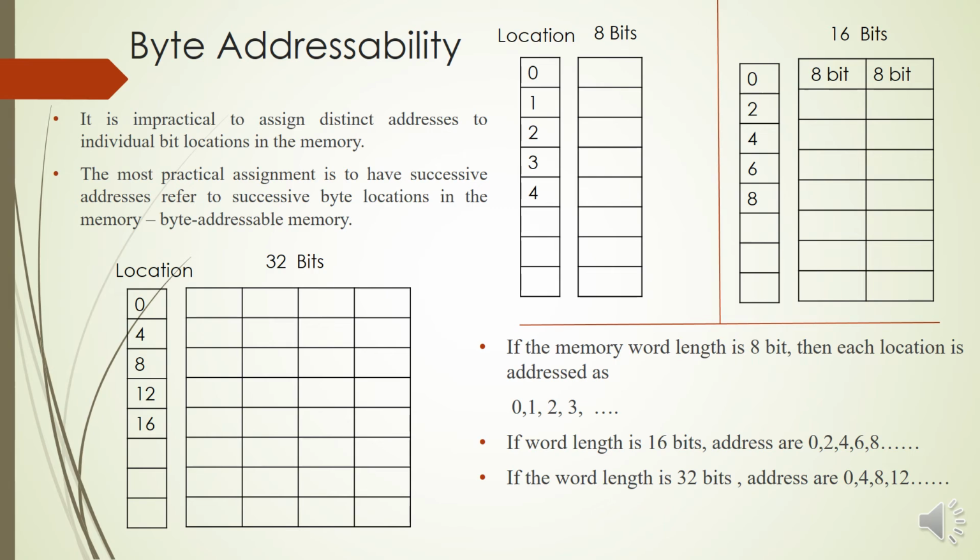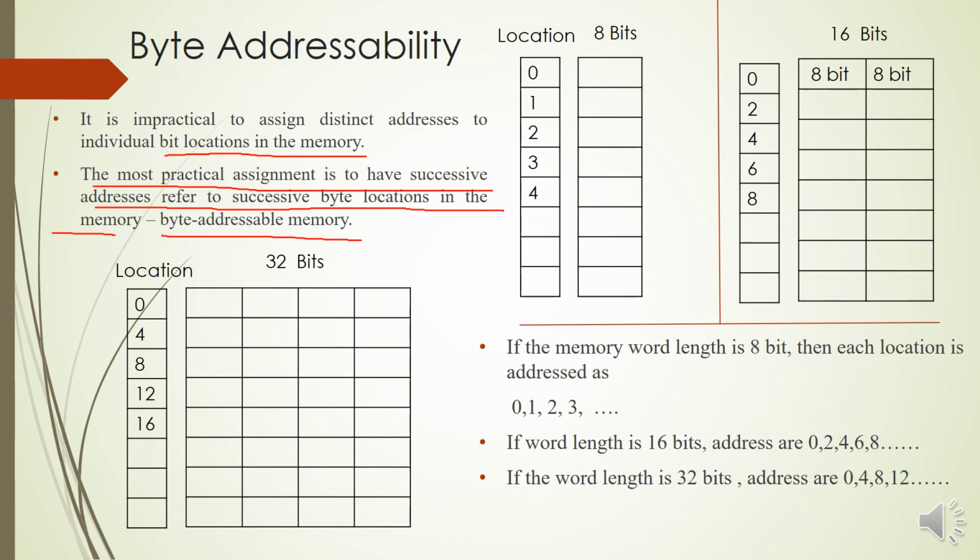Byte addressability. It is practical to assign distinct addresses to individual byte locations in the memory. The most practical assignment is to have successive addresses refer to successive byte locations in the memory, and this type of memory addressing is called byte addressable memory.